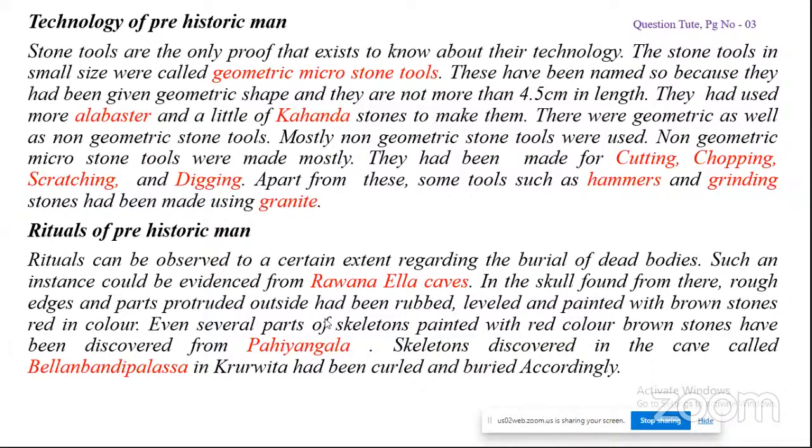In the skull found there, the rough edges and parts protruded outside had been rubbed and leveled and painted with brown stones, red in color. Even several parts of skeletons painted with red color brown stones have been discovered from Pahiyangala. Skeletons discovered in the cave called Batadomba Lena in Kuruwita have been curled and buried, right?